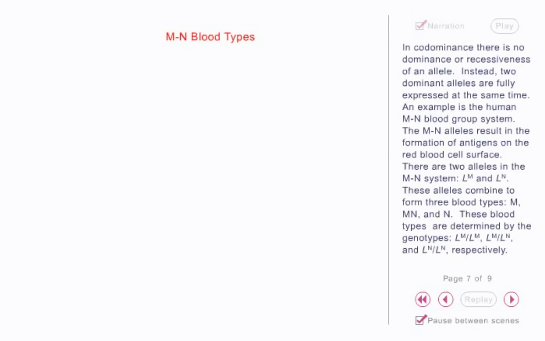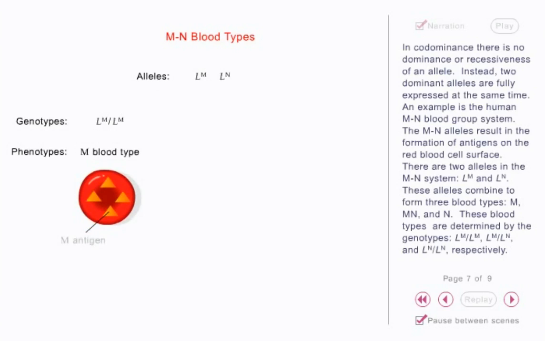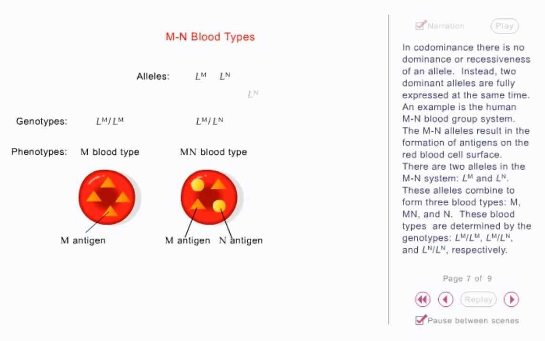An example is the human MN blood group system. The MN alleles result in the formation of antigens on the red blood cell surface. There are two alleles in the MN system, L^M and L^N. These alleles combine to form three blood types, M, MN, and N. These blood types are determined by the genotypes L^M L^M, L^M L^N, and L^N L^N, respectively.